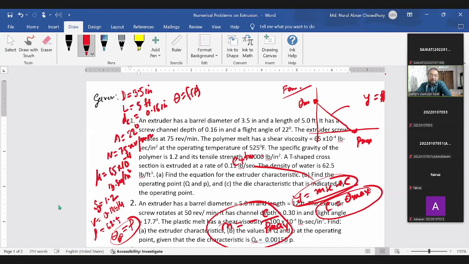তারপর এখন অপারেটিং পয়েন্ট Q অ্যান্ড P, অপারেটিং পয়েন্ট মানে কি, যে এইখান থেকে আমরা যে পয়েন্টে এটা অপারেট করবে। এখন এটা অপারেট করতে হলে কোথাও হবে, এটা হলো আমার ডাই ক্যারেক্টারিস্টিক্স, তাই না? এখন ডাই ক্যারেক্টারিস্টিক বের করতে হলে কি লাগবে? ডাই ক্যারেক্টারিস্টিক আমরা কি জানি?